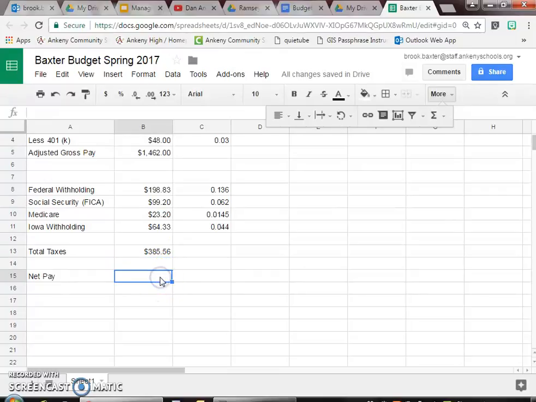And finally, for net pay, we're going to take our adjusted gross pay minus total taxes. So it's going to be equal adjusted gross pay minus total taxes. And then you have your net pay for all 4 weeks or for the entire month.